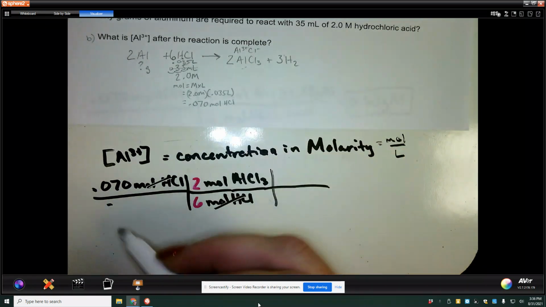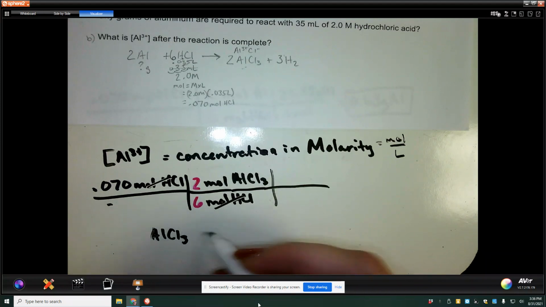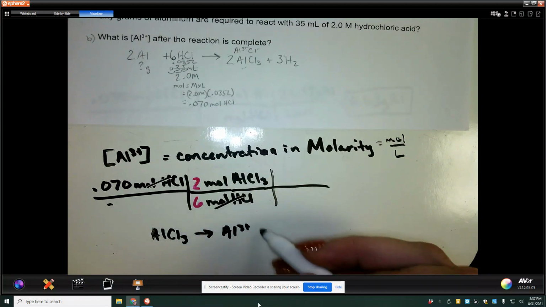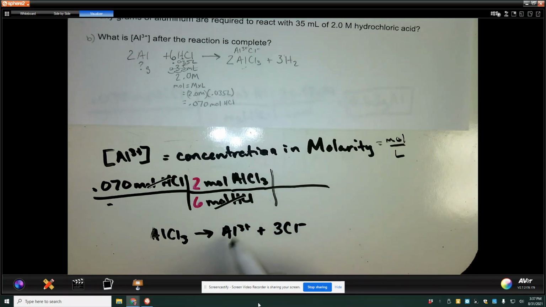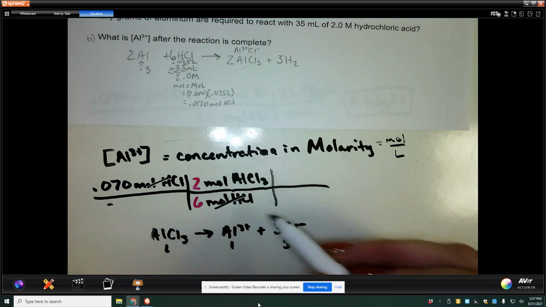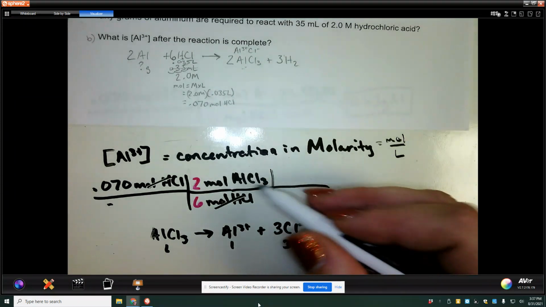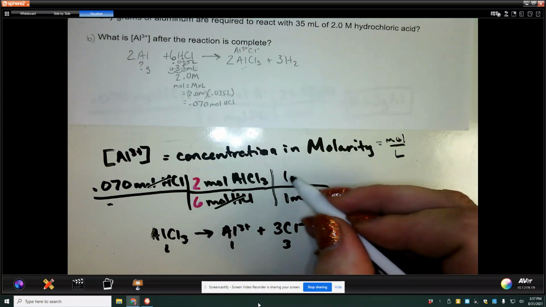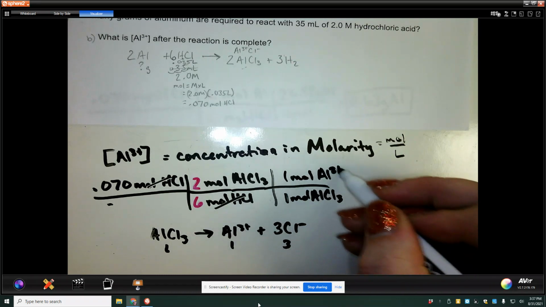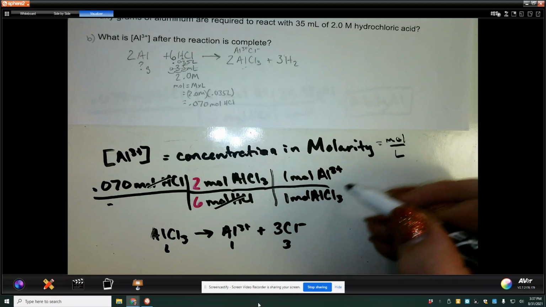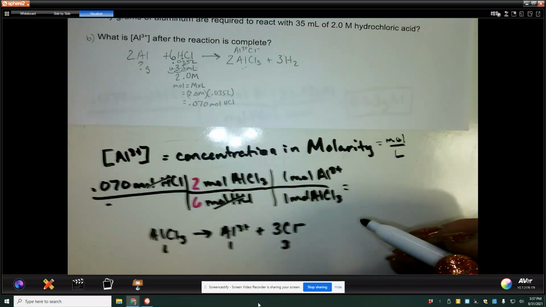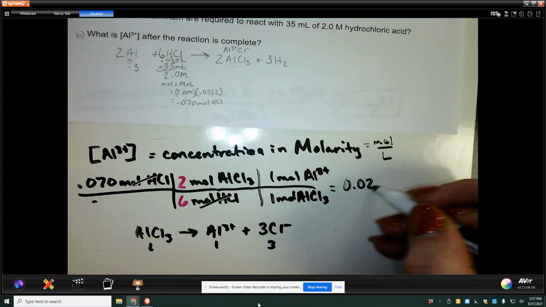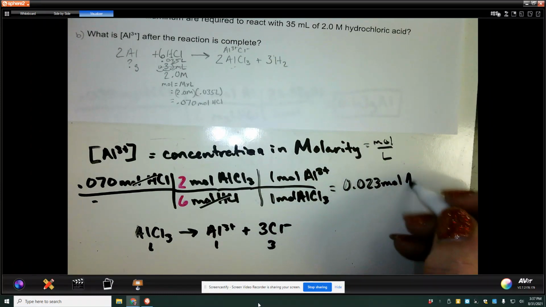Well, just to take a step back, aluminum chloride is made up of an aluminum ion and 3 chloride ions. So for every one of these, I have one of these. But for every one of these, I have 3 of these. So we're just using how many of the ions are actually in this formula unit. So 1 mole of aluminum chloride has 1 mole of Al3+. So it just says for every one of these, I have 1 aluminum in there. So now I can calculate my moles of aluminum ions, 0.023 moles of aluminum ions.